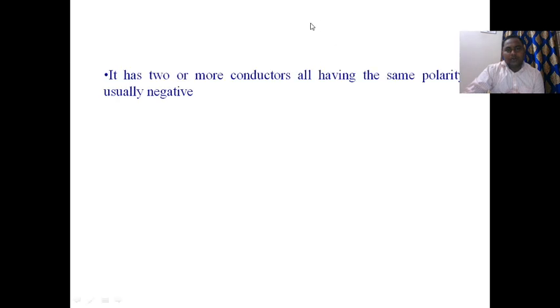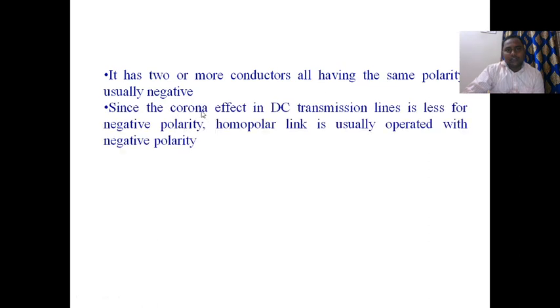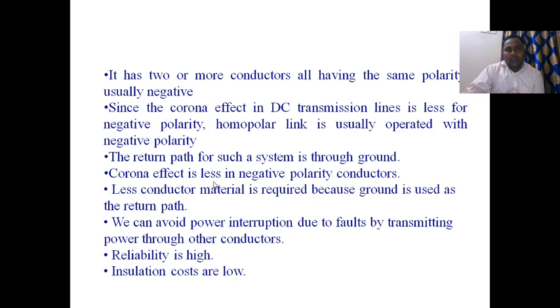It has two or more conductors, all having the same polarity, usually negative. Since the corona effect in DC transmission lines is less for negative polarity, a homopolar link is usually operated with negative polarity. The return path for such a system is through ground. Corona effect is less in negative polarity conductors. Less conductor material is required because ground is used as the return path. We can avoid power interruption due to faults by transmitting power through other conductors. Reliability is high. Insulation costs are low in homopolar links.